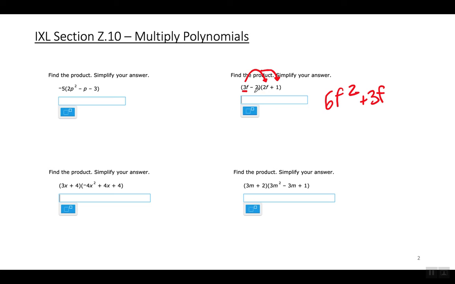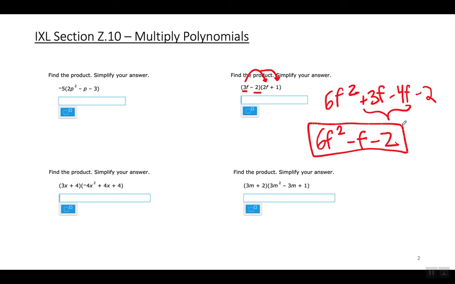Now I'm going to do the same thing with this second term right here. -2 times 2f is -4f. And -2 times +1 is -2. Then I have to combine like terms. So right here I'm going to combine the 3f minus the 4f, and my final answer is going to be 6f to the second power minus f minus 2.